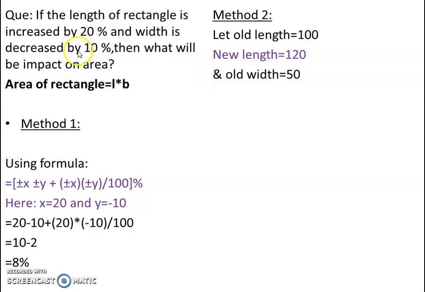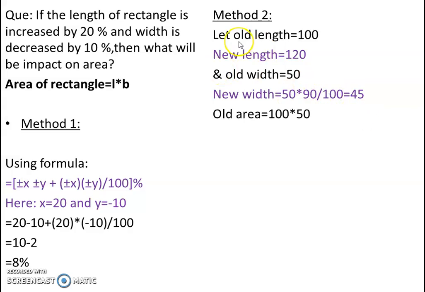Now width is decreased by 10%. So new width will be 90% of old width, as there is a decrement of 10%. So 100 minus 10 is 90%. So new width will be 90% of old width, and 90% of 50 is 45. Now we know old length, old width, and new length, new width.